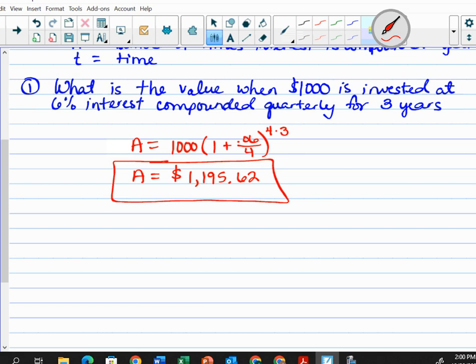Okay, so it says compounded quarterly. So how many times a year? Yeah, there's 4 quarters, right? Like, if anything's split up into quarters, it's split into 4 parts.